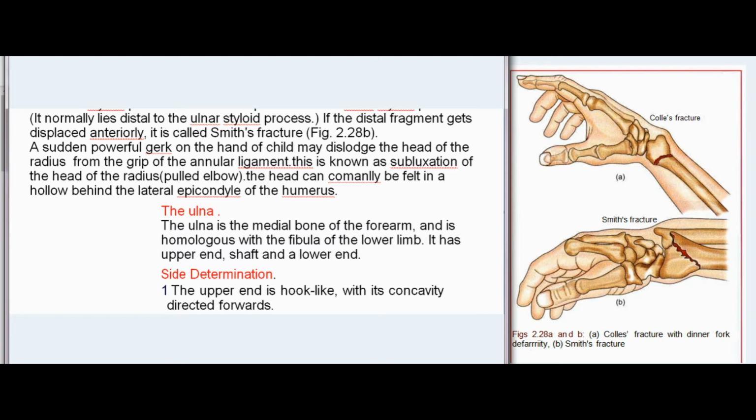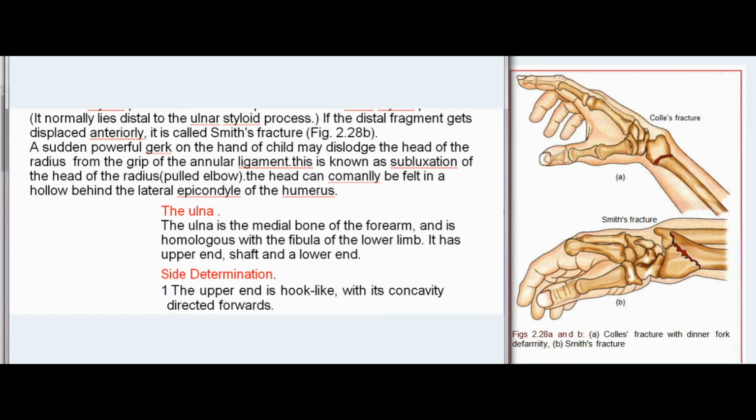A sudden powerful jerk on the hand of a child may dislodge the head of the radius from the grip of the annular ligament. This is known as subluxation of the head of the radius, or pulled elbow. The head can commonly be felt in a hollow behind the lateral epicondyle of the humerus.